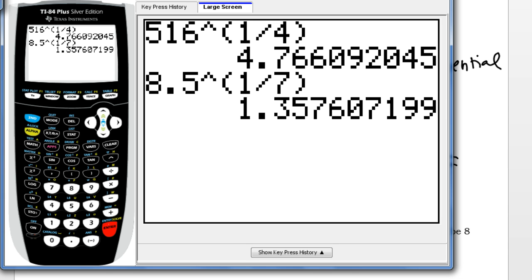So if your number starts as a whole number, remember over 1, if your number starts as a fraction, you can literally flip the fraction, and that's the reciprocal.